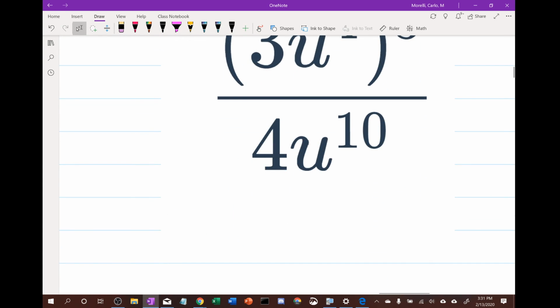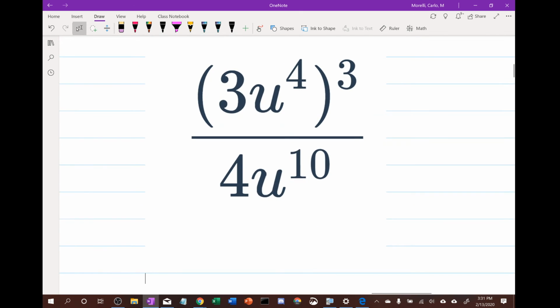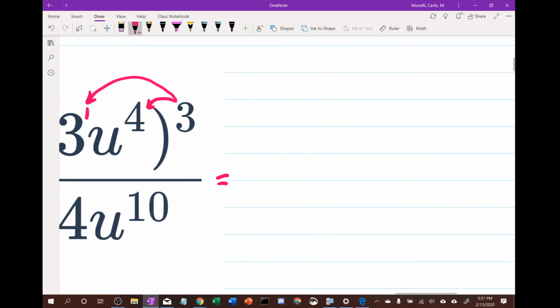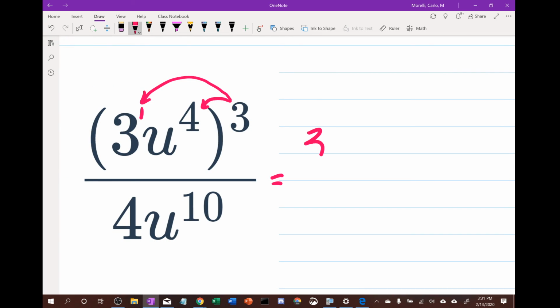This makes me proud. You already know how to do these problems. Look, just watch. We're going to distribute the 3 exponent to these 2 exponents here. We're just simplifying this. There's nothing to solve. So now I have 3 to the 3rd power times u to the 4 times 3, which is 12, all over 4 times u to the 10th power.